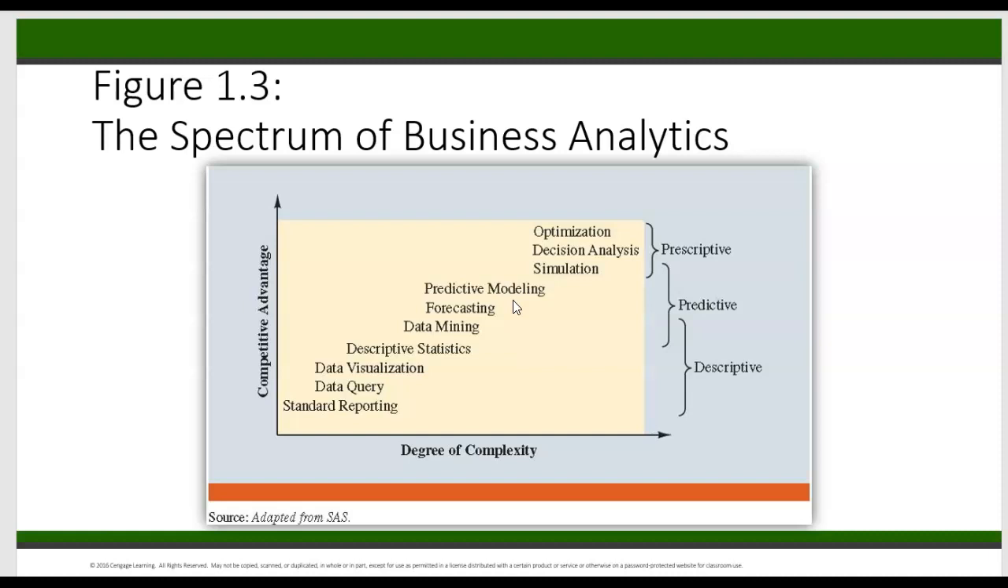So for example, a bank could be running a predictive model to identify which customers are going to be the ones that are going to commit frauds or would default on their loan payments. That's another way of using predictive modeling. And towards the higher end of the spectrum, we have decision analysis, optimization, and simulation. All three of these topics fall under prescriptive analytics.